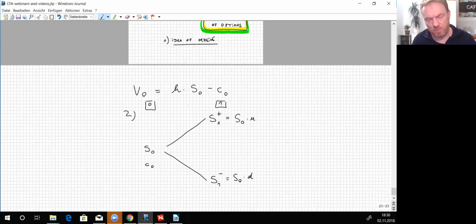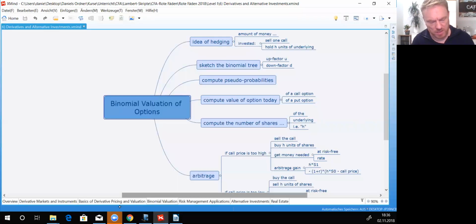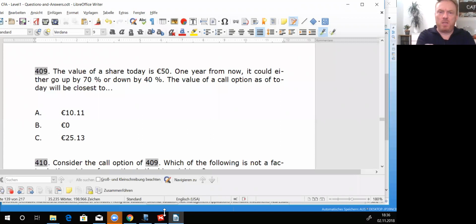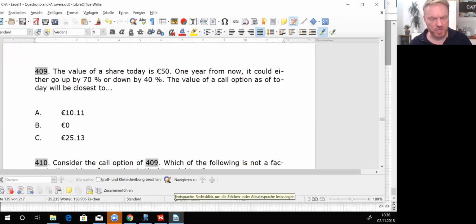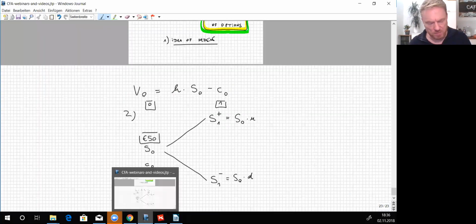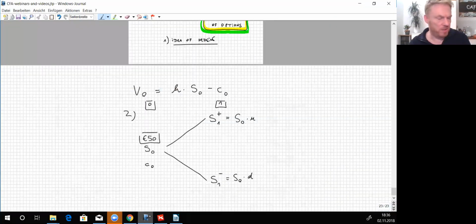So let us say it's 50 euros so far. Why not? If it goes up by, what did I say? What percentage? 70%, and goes down by 40%. It means 70% would mean that it goes up to 85 euros.